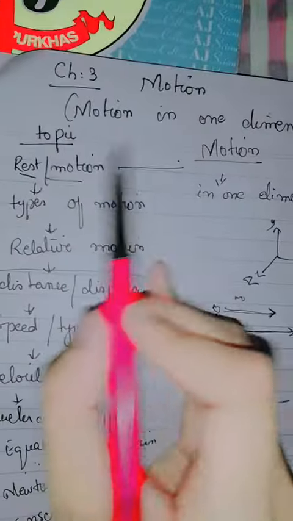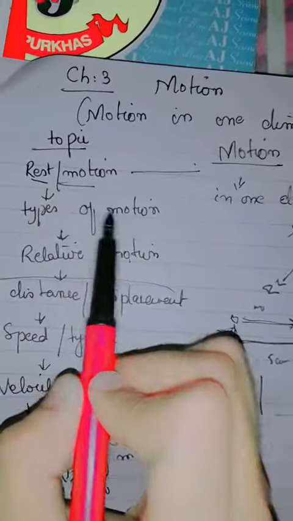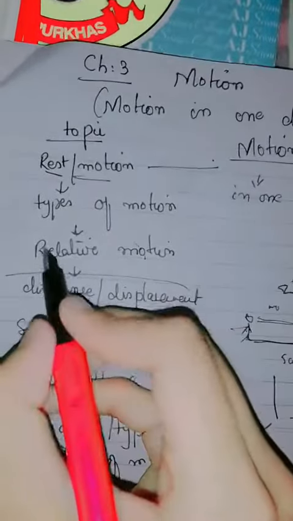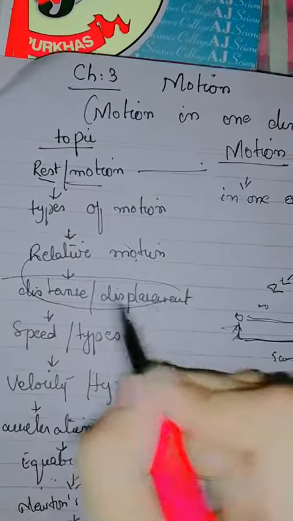We have discussed motion, rest and motion, the types of motion, and relative motion. Now we'll be discussing distance and displacement.